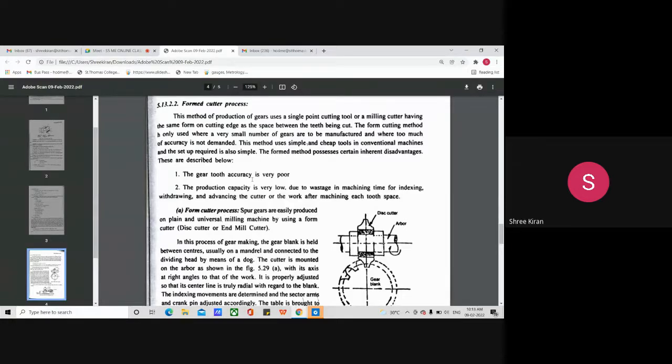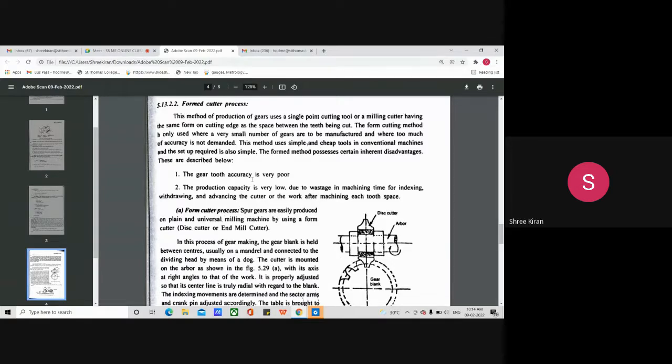This method mainly uses simple and cheap tools in conventional machines, and the setup required is also simple. The form method possesses certain inherent disadvantages.